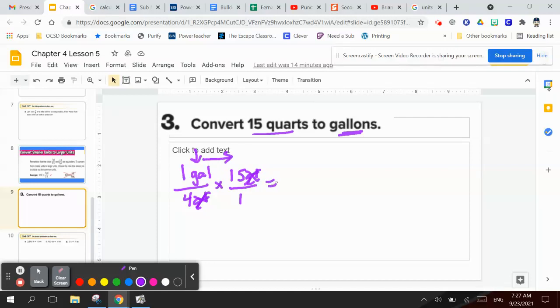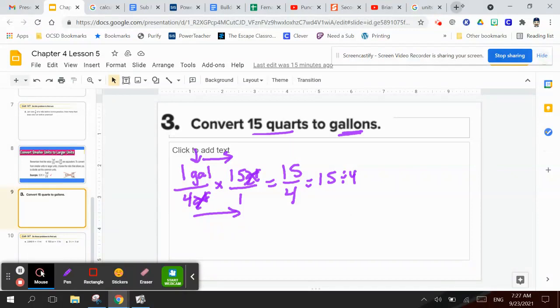1 times 15 is 15. 4 times 1 is 4. Make that in the simplest form. I have 15 divided by 4. That's going to give me a decimal. Okay? But if I go, see if I can do this real quick.